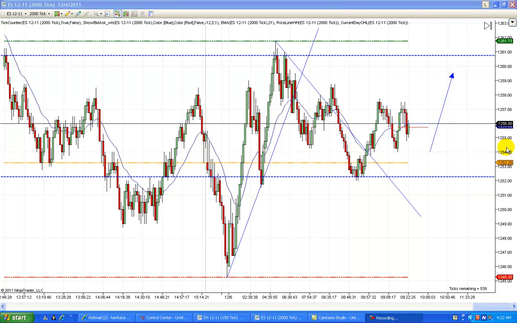We'll see if we get a chance to. We're looking to take a possible long right here, and we'll see if it sets up. I'm going to let this bar complete right here.